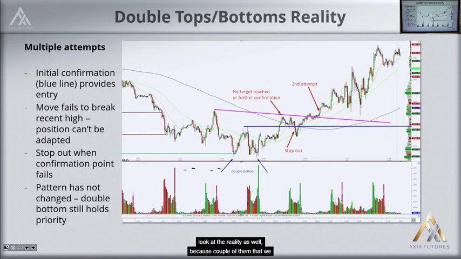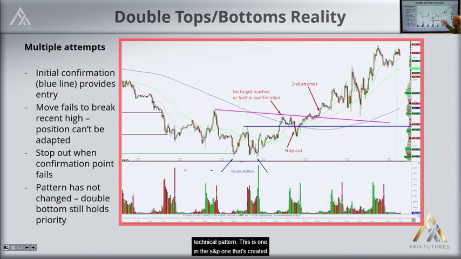Now I wanted to look at reality as well, because a couple of them that we've looked at so far provide you this kind of perfect view of, oh, this is how it works, and they work lovely. There's a reality to trading a double bottom and any kind of technical pattern. This is one in the S&P, one that's created over a 15-minute session. I think it's 15 minutes. No, sorry. We have a half an hour phase of trade. So it's half-hour chart, not 15 minutes.